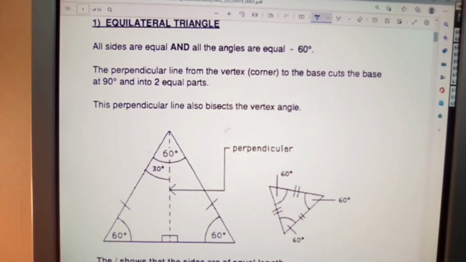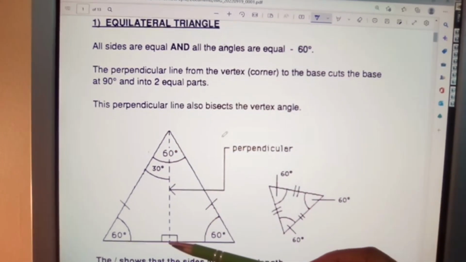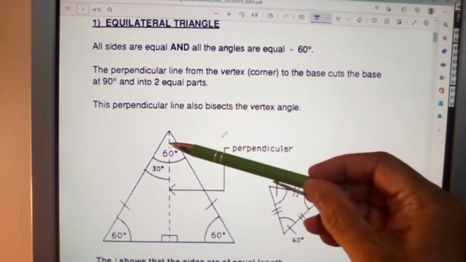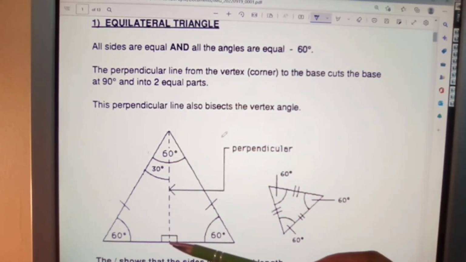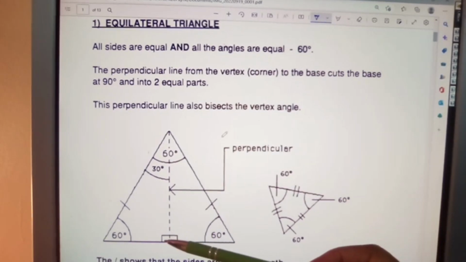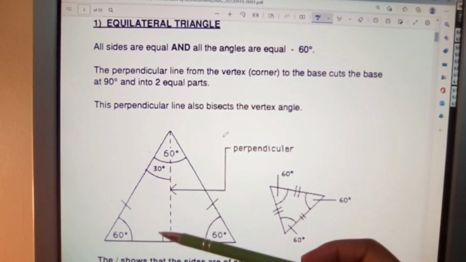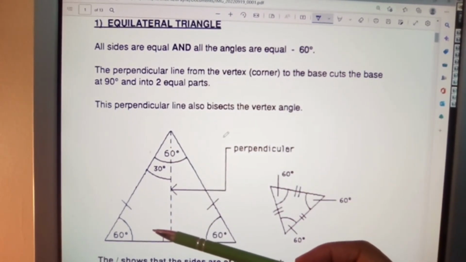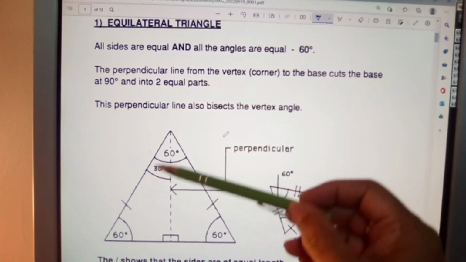The perpendicular line, that is your perpendicular line here, comes down and intersects this line here. Where this line intersects at the baseline, it forms two angles of 90 degrees. The total of the angles in each triangle will therefore add up to 180 degrees. That's 90, and that is 30 degrees, and 60. That will give you 180 degrees per triangle.